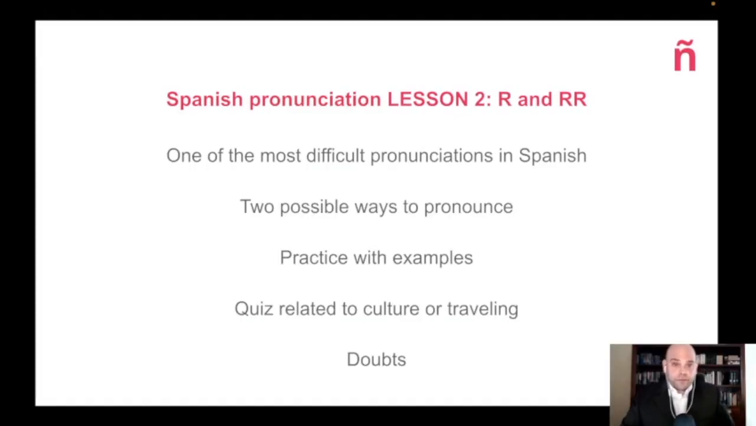Okay, so Spanish pronunciation lesson two, letter R and double R. Maybe this is, most probably for non-native speakers, the most difficult pronunciation in Spanish. Yeah, most probably. Because it's not common in all the languages, like in English or Chinese or most of these languages.